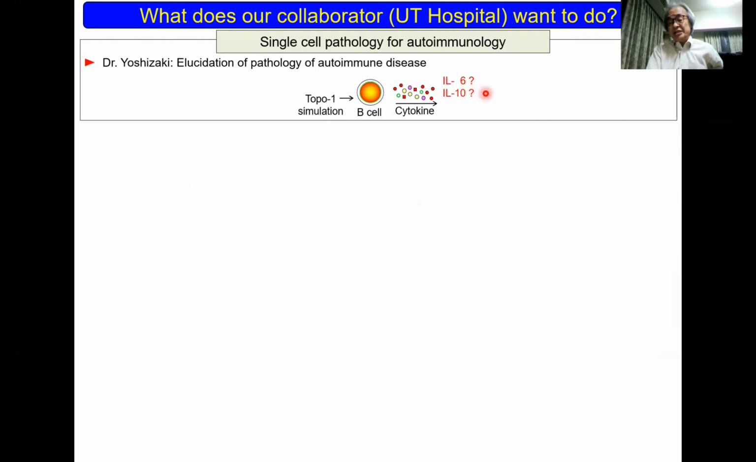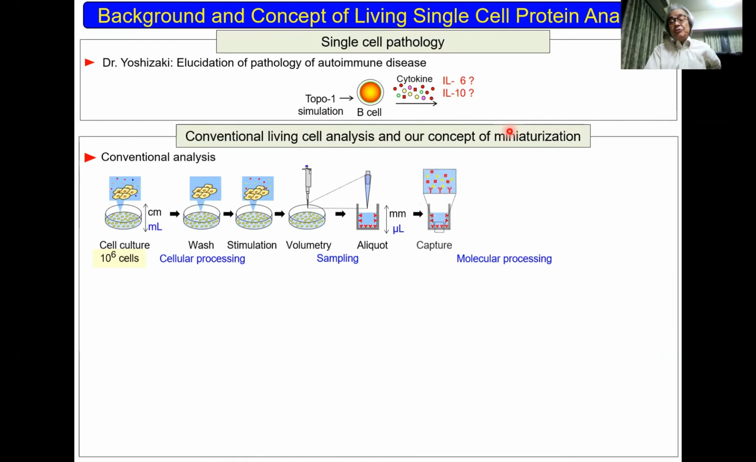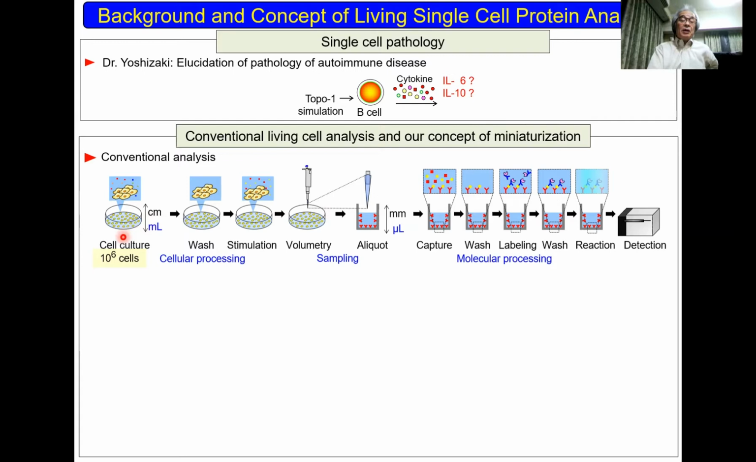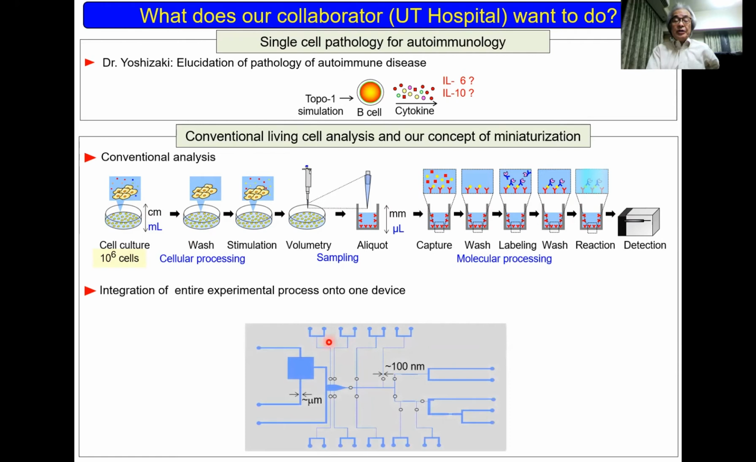We tried to integrate all kind of this experiment. Usually some of the biochemists use this kind of big setup, and then culture the cell, and then stimulate, and then sample it, and then the sample is analyzed by some of the immunoassay. However, we integrate all of the procedure onto the micro and nano hybrid fluidics.